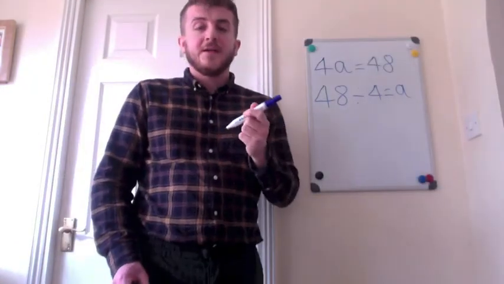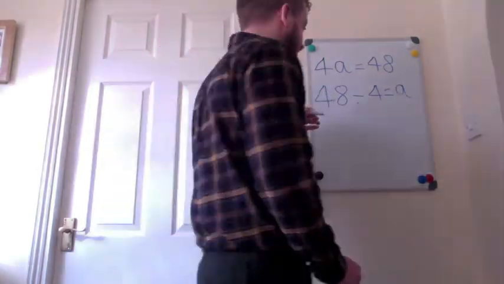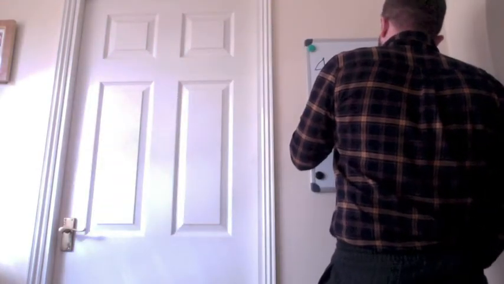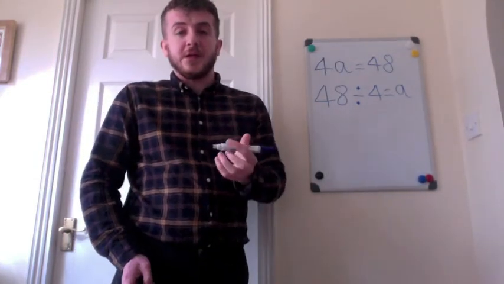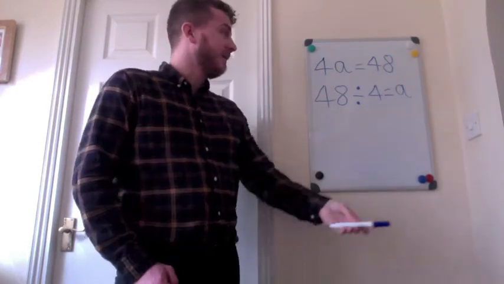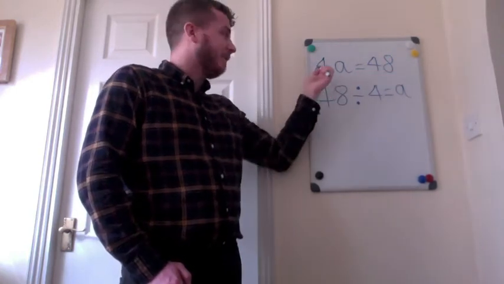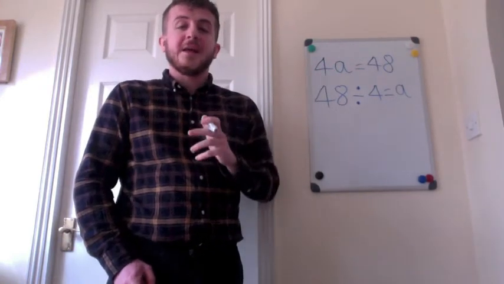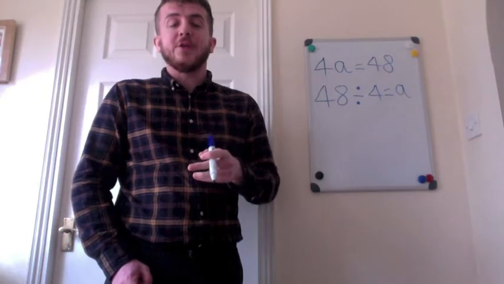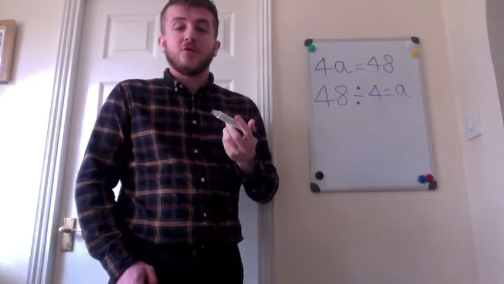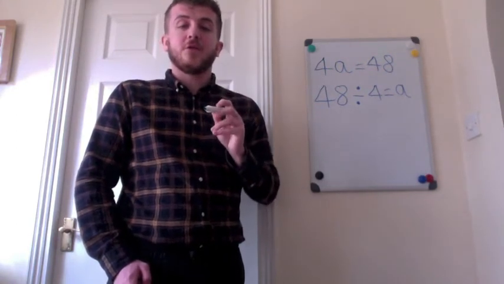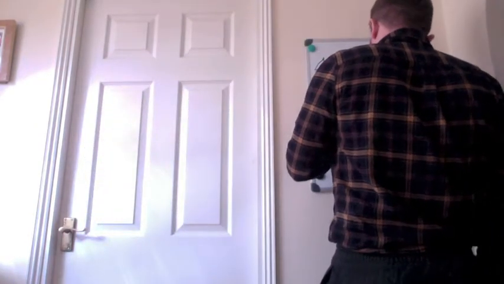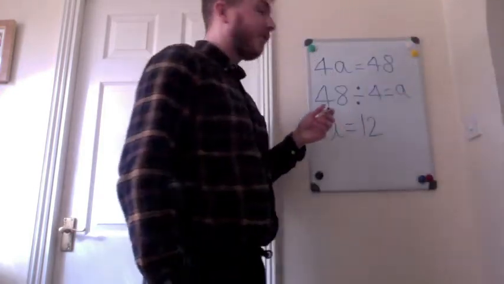Right, so using my knowledge of the inverse, okay, I know that the opposite of multiplication is division. So I take the two numbers I'm given already, 48 and 4, and I'm going to divide them. And that is going to give me the value of a. Okay? So using my knowledge of the 4 times tables, I know that 48 divided by 4 equals 12. Therefore, a equals 12.